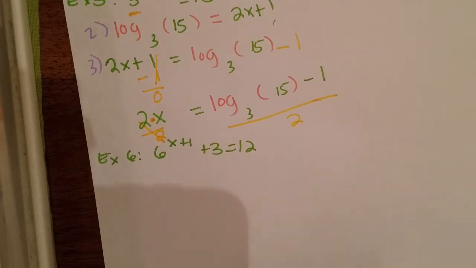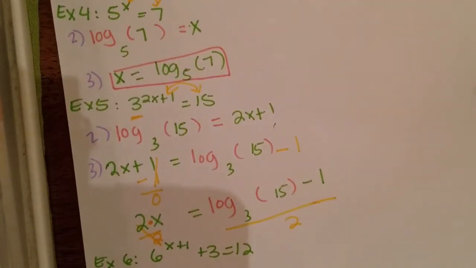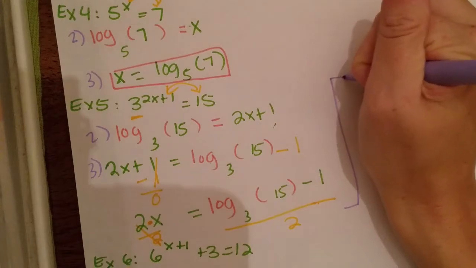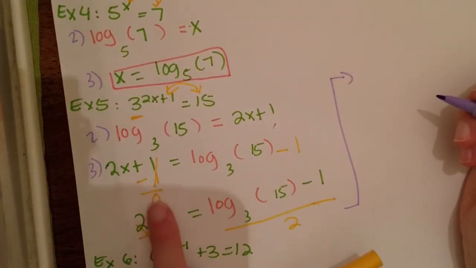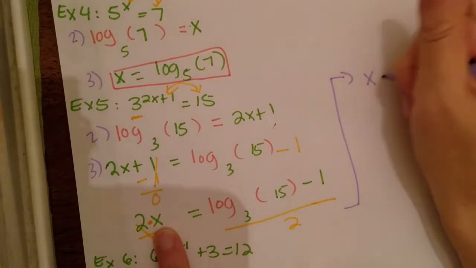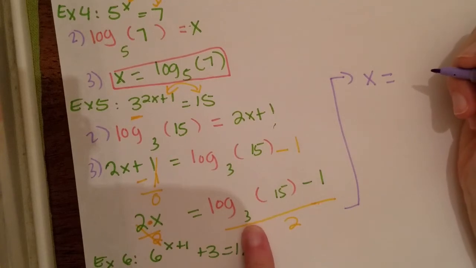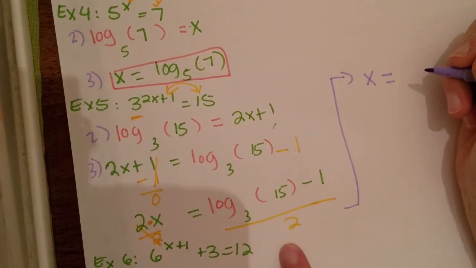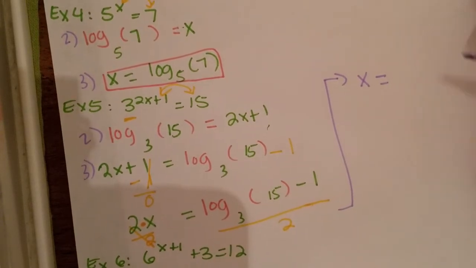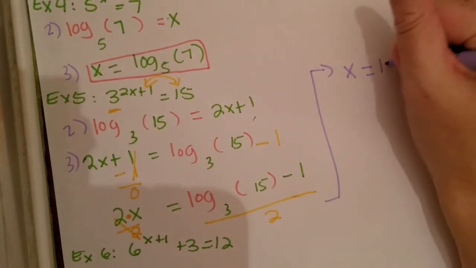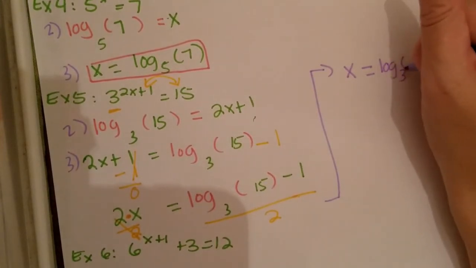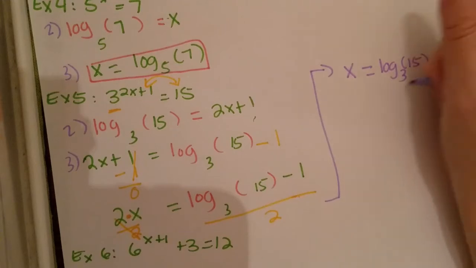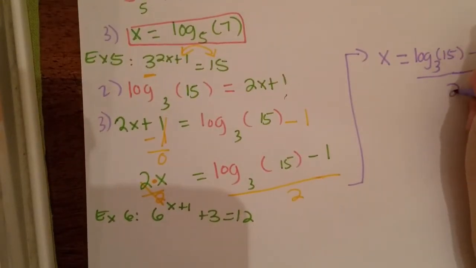Okay, so what I'm left with, I'm going to bring it up here since I'm running out of space. On this side, I'm left with x equals log base 3 of 15 minus 1 divided by 2. And that will be my final answer, you guys. You can't simplify that further. So we have log base 3 of 15 minus 1 all over 2.